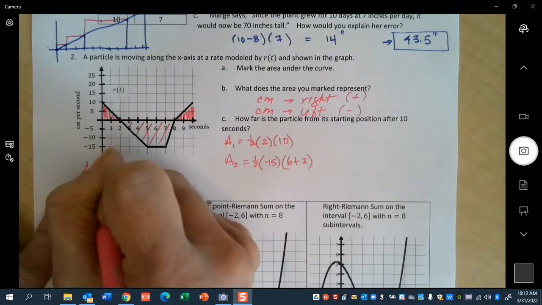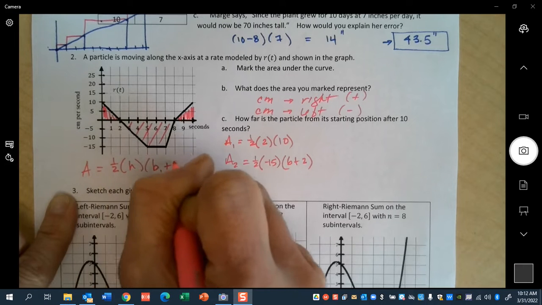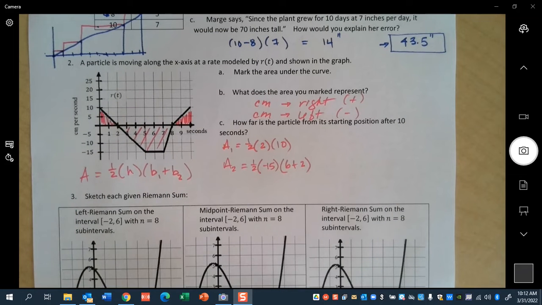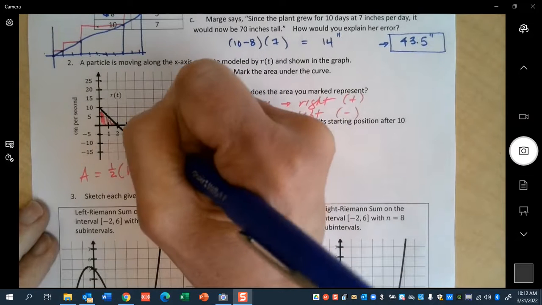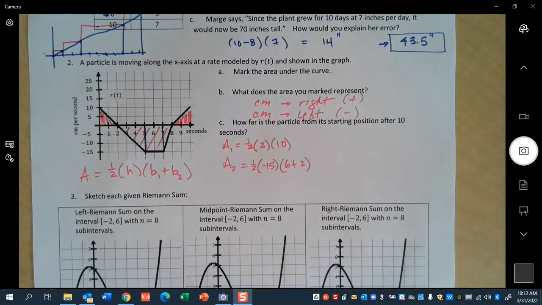So the area of a trapezoid is equal to 1/2 of the height times the sum of the bases. And if you totally forget that from geometry, go ahead and divide this up into 3 shapes. You can find the area of this rectangle, and you can find the area of this triangle and this triangle. And it should completely match.